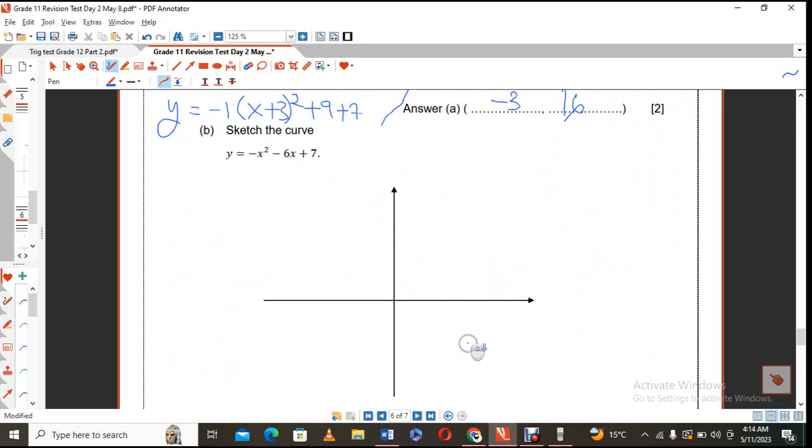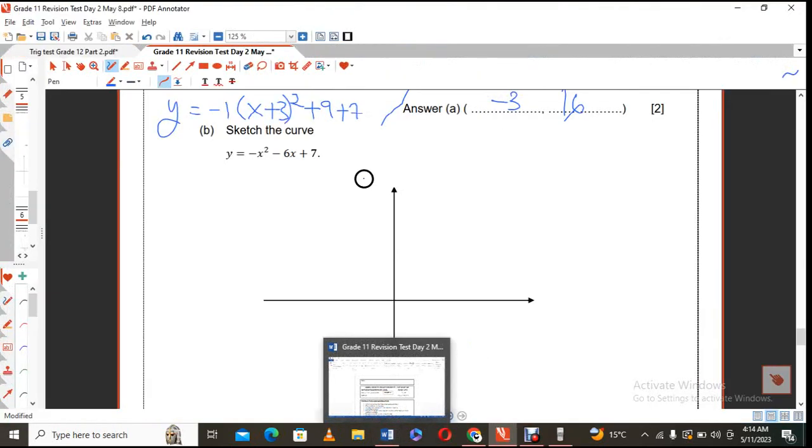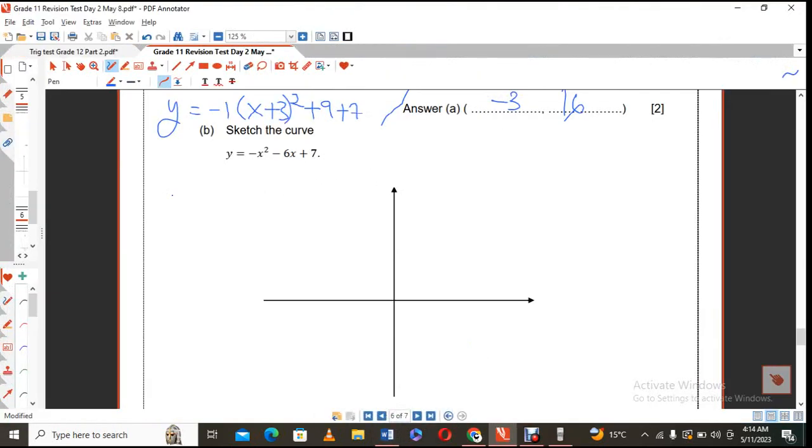Now, the equation that I just got, I don't have to use another equation. I'll just use the equation.